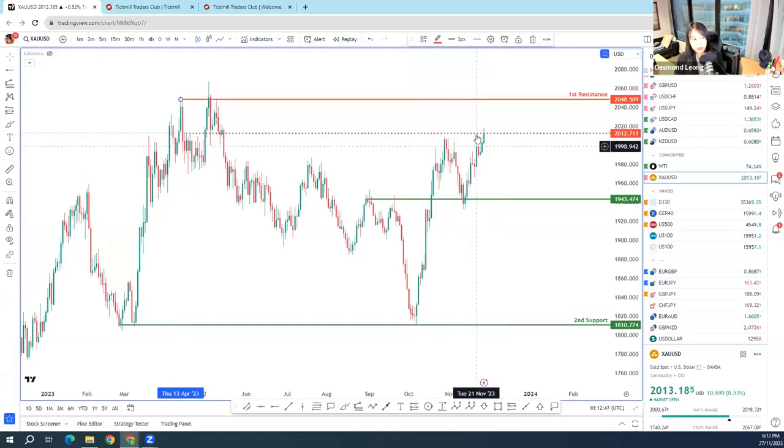You see the current price is around the first resistance level. Let's see if it will be strong enough to push the price back down, or if the price is strong enough to break through this level and move towards the first resistance level.